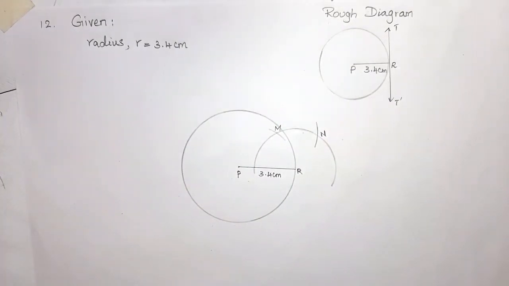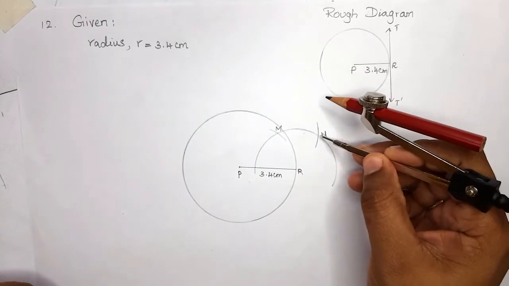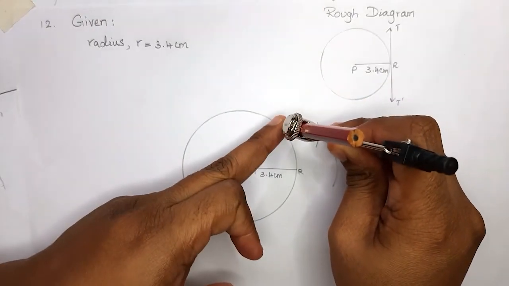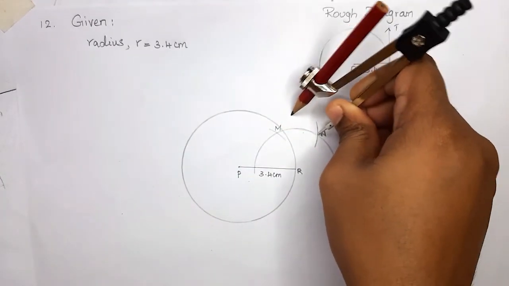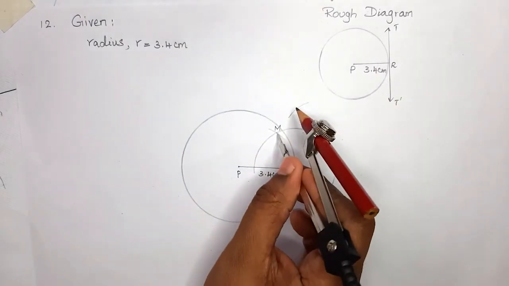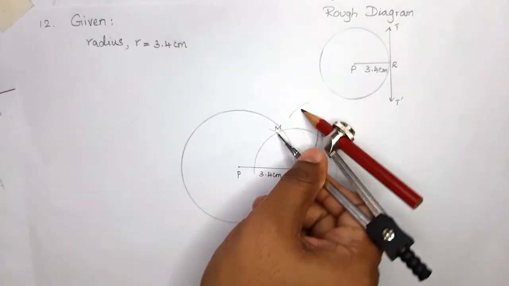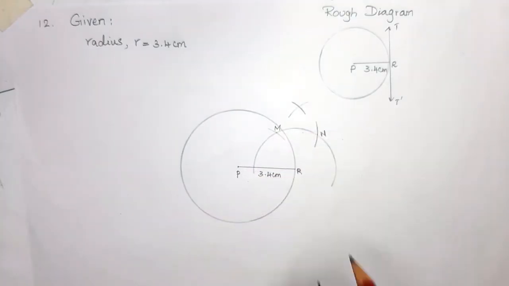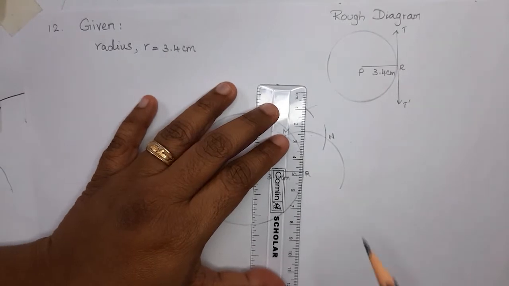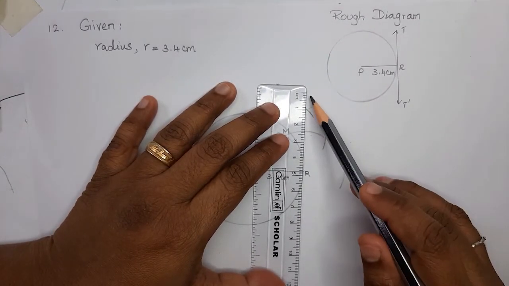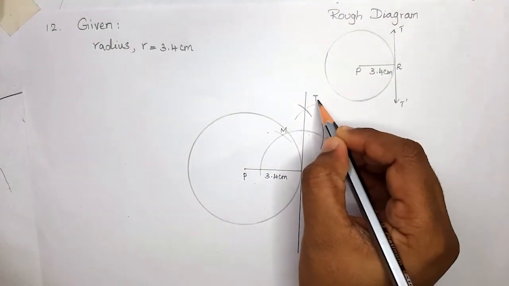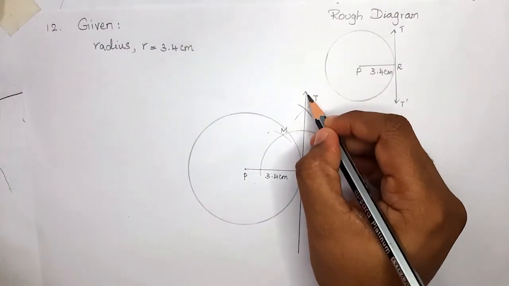Now we are going to draw a perpendicular bisector for this MN. With MN as base, you are going to cut arcs from both M and N. Now join the arcs with the point R and name the line to be T and T dash.